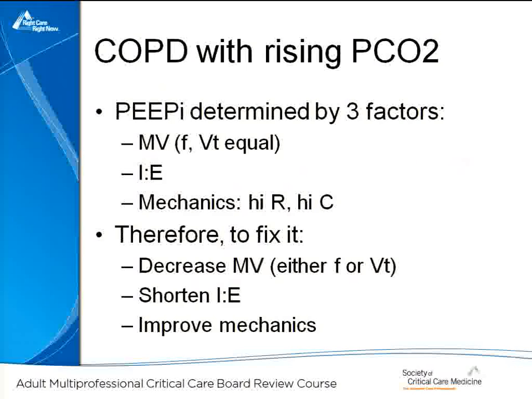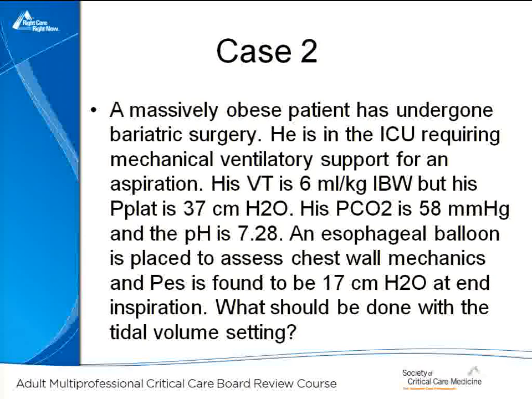So PEEP, as I described briefly a little while ago, is determined by 3 factors and 3 factors only: minute ventilation, ID ratio, and mechanics. These 3 are the determinants. To fix intrinsic PEEP, you got to fix one of these things. You have to decrease the minute ventilation. It really doesn't matter whether it's frequency or tidal volume. You want to get the minute ventilation down. You want to shorten the ID ratio, lengthen the expiratory time, and obviously you're trying all the while to improve respiratory system mechanics.